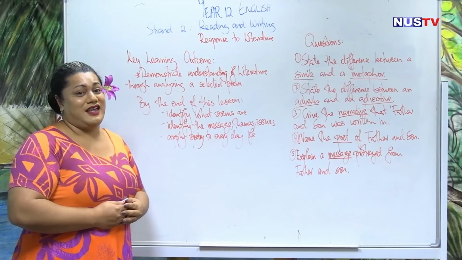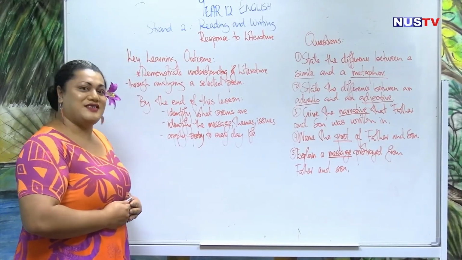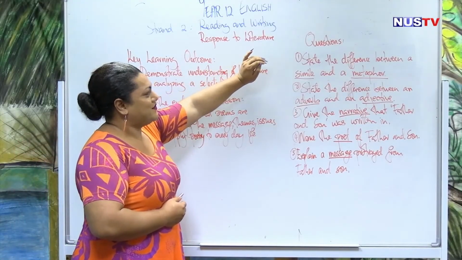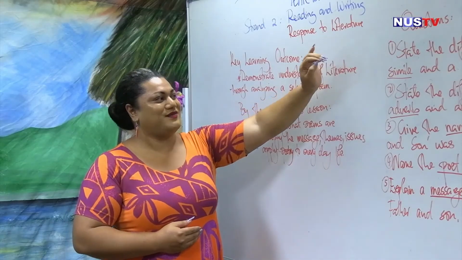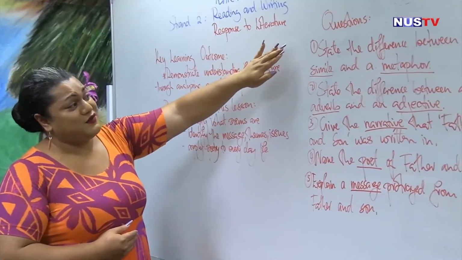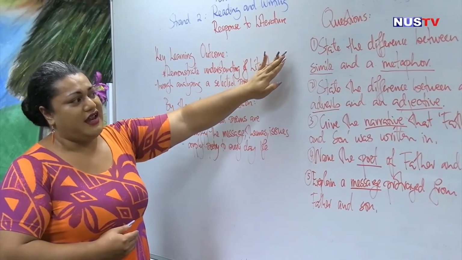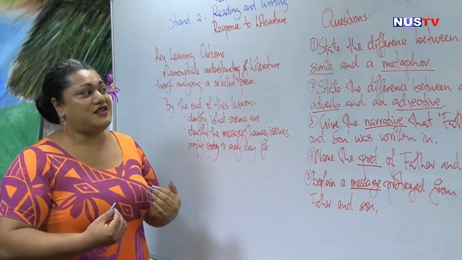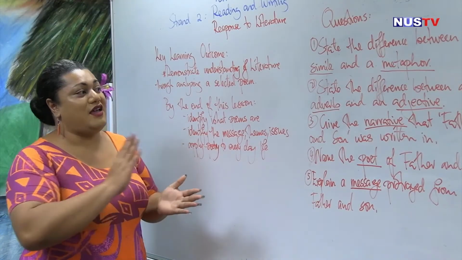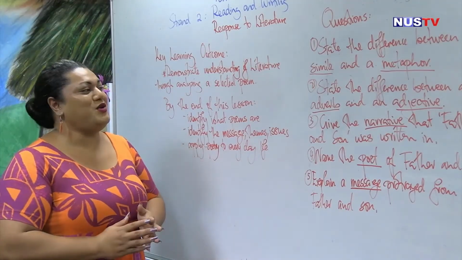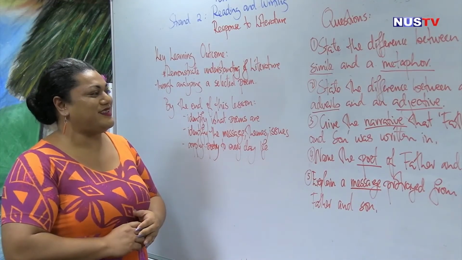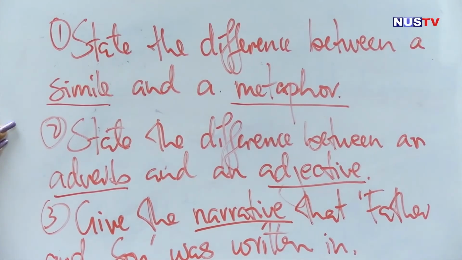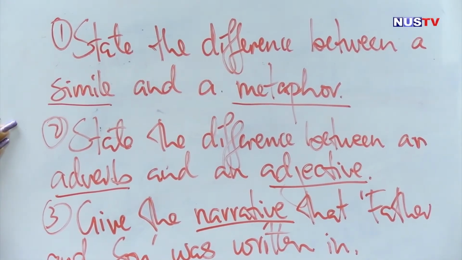But before we can start today, let's all think about our last lesson. And we have some follow-up questions. Question number 1. State the difference between a simile and a metaphor. Remember, we talked about this before, the difference between a simile and a metaphor. Yes, we are talking about poetic devices. Question number 2. State the difference between an adverb and an adjective.